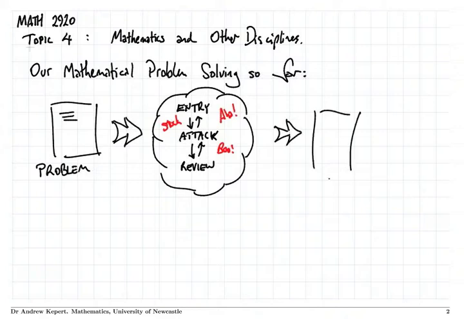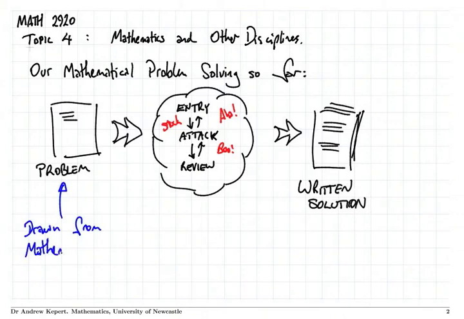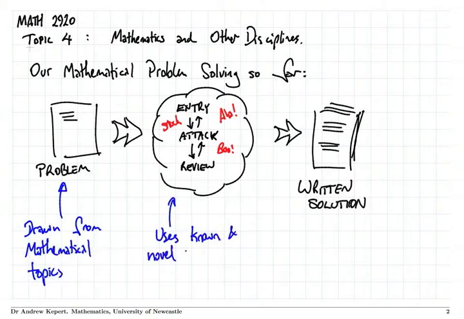And from that we distill out this formal piece of written mathematics, our write-up, which is where we put down all the good stuff and we communicate that to our peers. Now the thing about this is that it's all happening within the world of mathematics. The problem comes from mathematical topics. Our problem solving uses techniques which we're familiar with from our mathematical knowledge and skills.